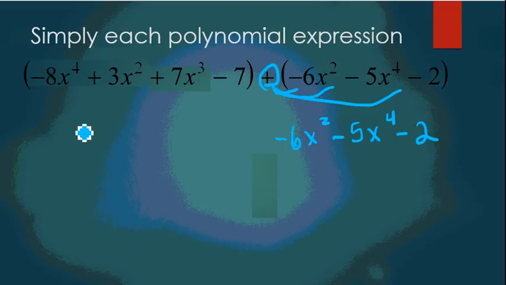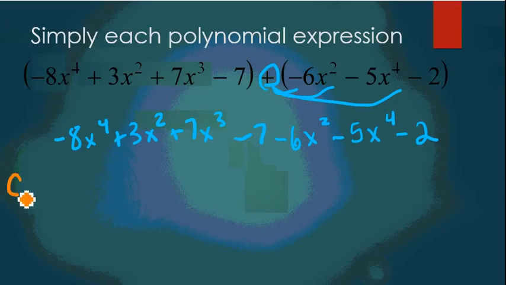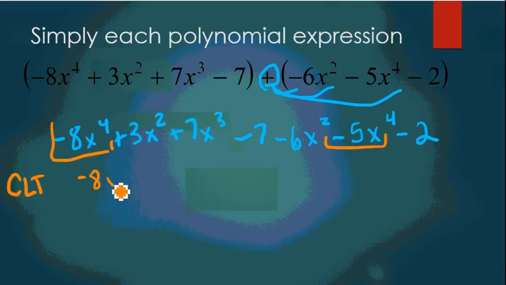We're going to bring down our other polynomial, negative 8x to the 4th plus 3x squared plus 7x cubed minus 7, minus the rest of this other polynomial. So now we're going to start with combining like terms. Here's my first term, negative 8x to the 4th. So let's find another x to the 4th term, which is right here. So that is negative 8x to the 4th minus 5x to the 4th. So negative 8 minus 5 is negative 13x to the 4th.